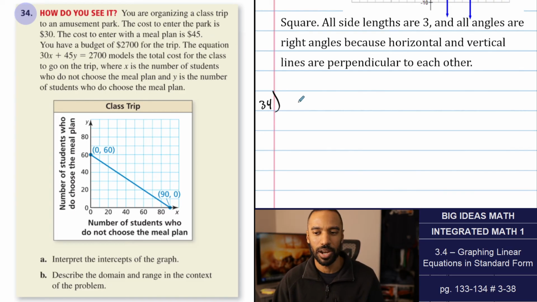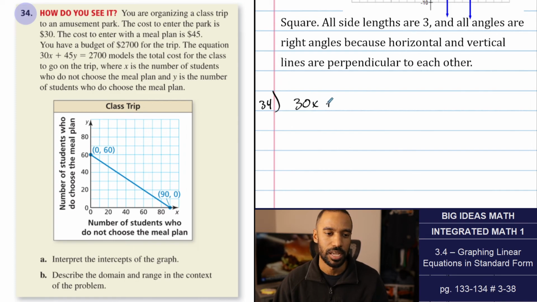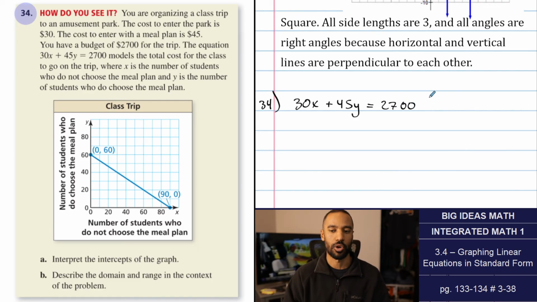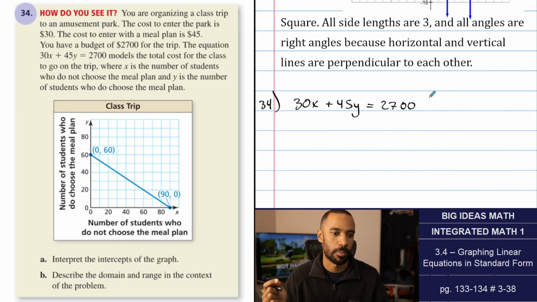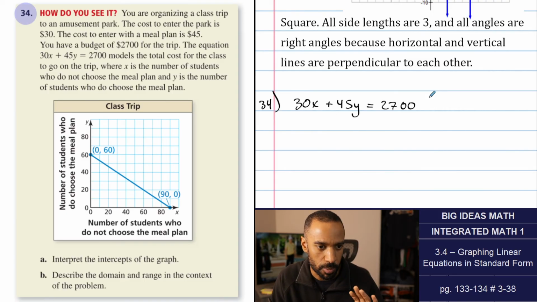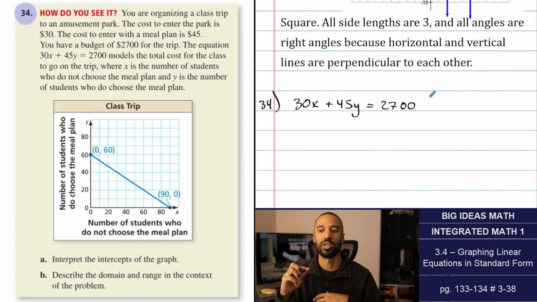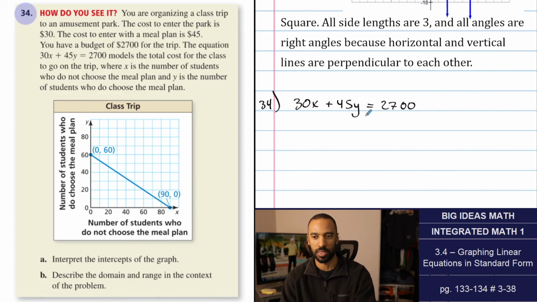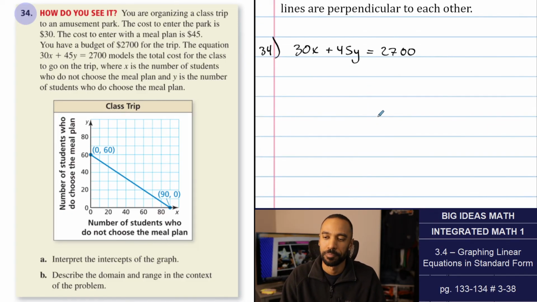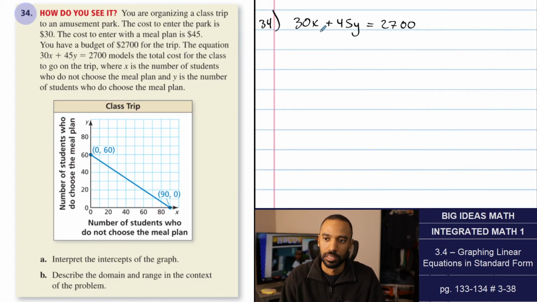Here's the equation. Well, they're not having us make our own equation, so I guess that's another day. This equation models the total cost for the class to go on the trip. X is the number of students who do not choose the meal plan, Y is the number of students who do. So this is based on which students are going to not meal plan and yes meal plan, and as a total, you're going to spend this much money. Okay, so here's the graph.